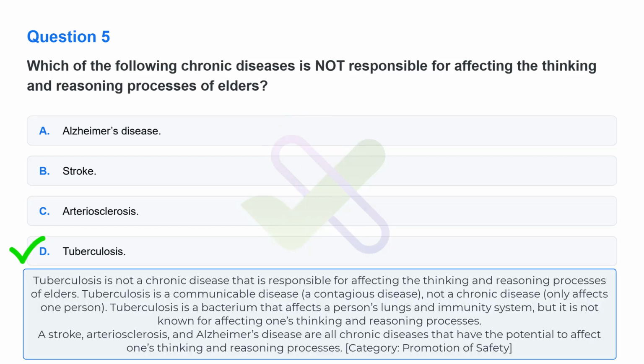The correct answer is D. Tuberculosis. Tuberculosis is not a chronic disease that is responsible for affecting the thinking and reasoning processes of elders. Tuberculosis is a communicable disease, a contagious disease, not a chronic disease. It is a bacterium that affects a person's lungs and immune system, but it is not known for affecting one's thinking and reasoning processes. A stroke, arteriosclerosis, and Alzheimer's disease are all chronic diseases that have the potential to affect one's thinking and reasoning processes. Category: Promotion of safety.